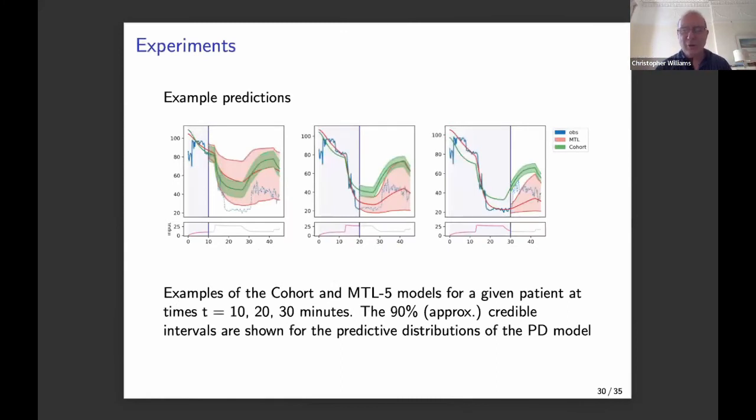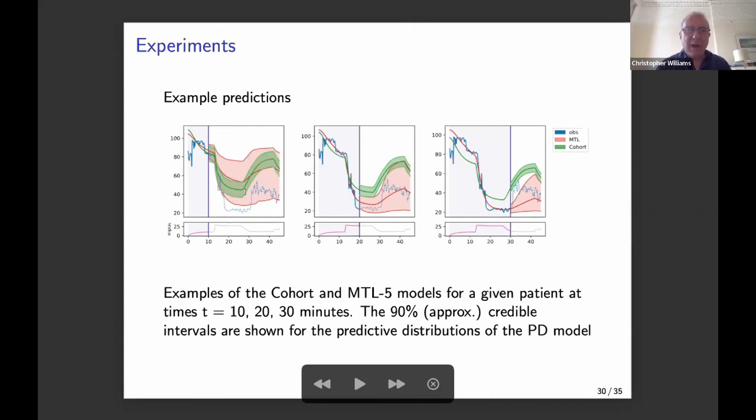What we want to do is, as we apply an input sequence of anesthetic, predict how the patient will respond to that. In these plots, the x-axis is time, and the y-axis is a vital sign, probably in this case the bispectral index. What we're seeing in blue is the actual patient's response, and in green the so-called cohort or pooled model, whereas we're seeing the multitask learning model in red, both the mean predictions and also the error bars.